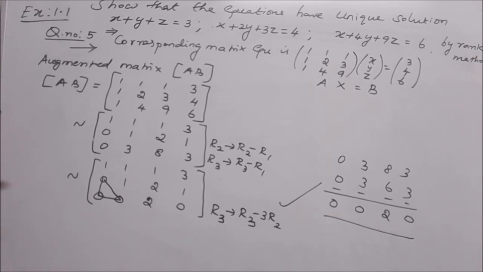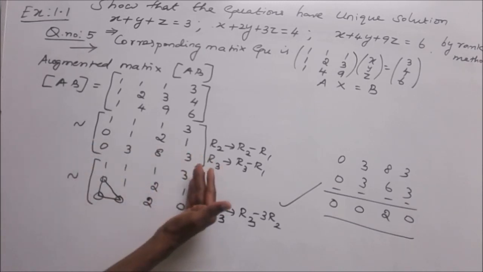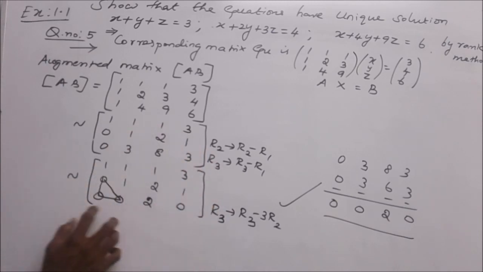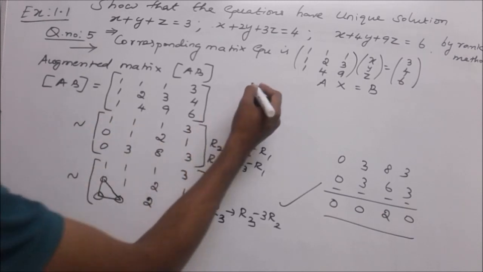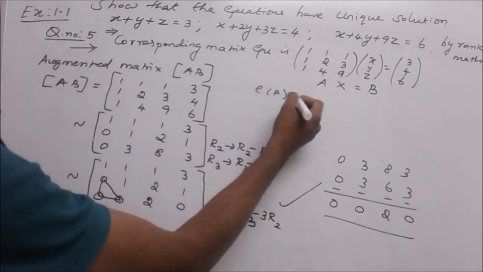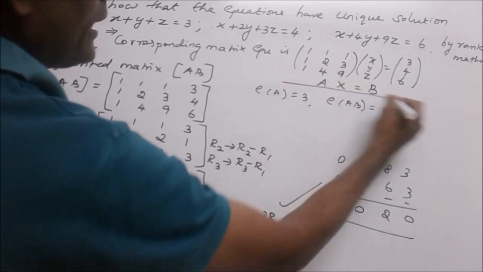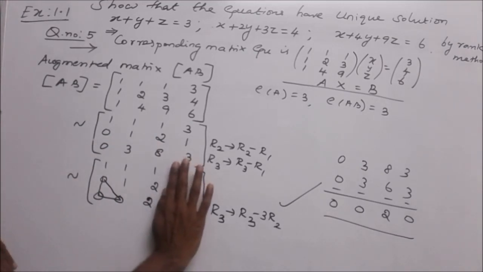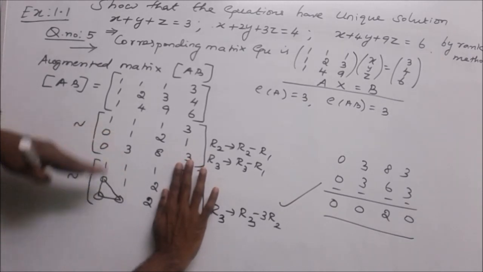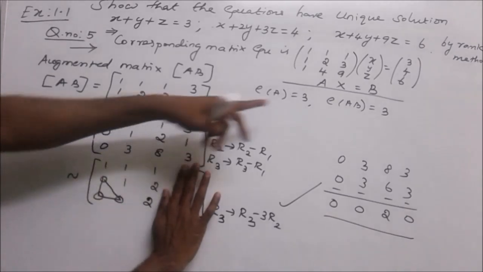Here the number of non-zero rows is 1, 2, 3 for A, and adding the last column, the rank of AB is also 3. So rank of A is equal to 3 and rank of AB is also equal to 3. How to calculate rank of A? Close the last column. Now count the non-zero rows: 1, 2, 3 non-zero rows are there. Therefore rank of A equals 3.